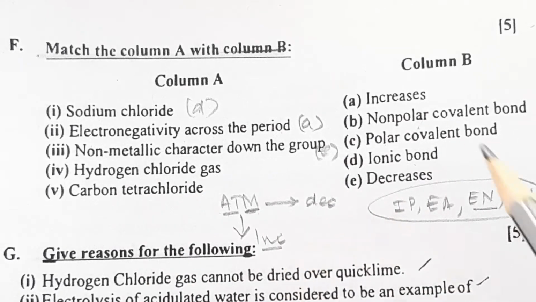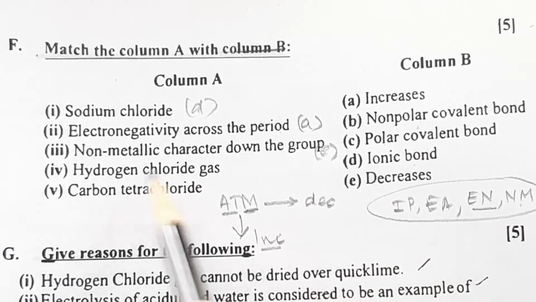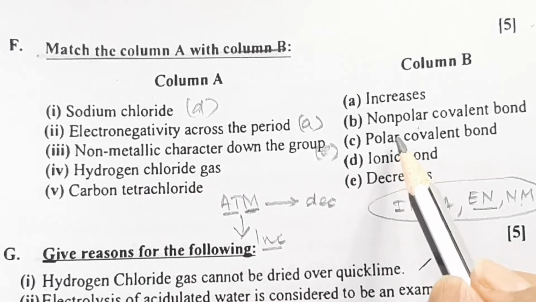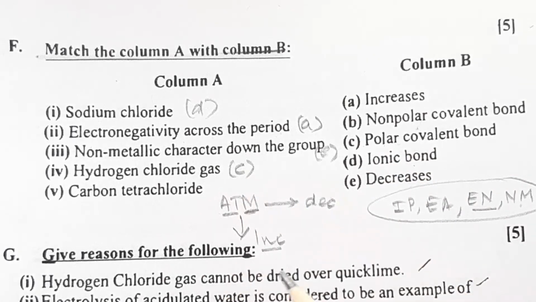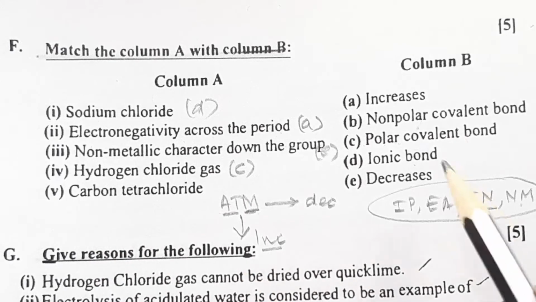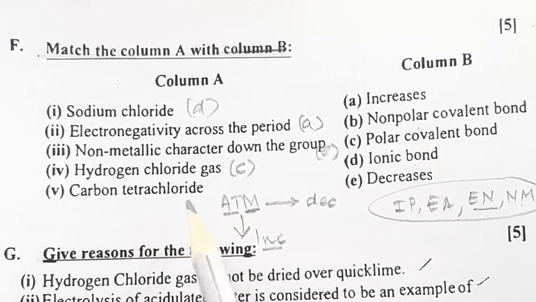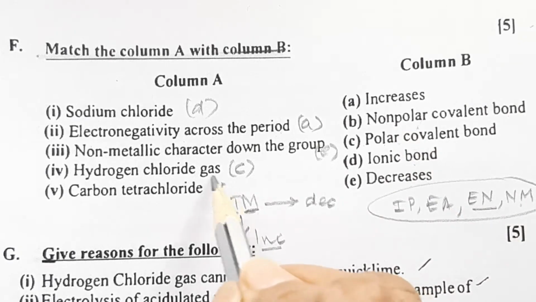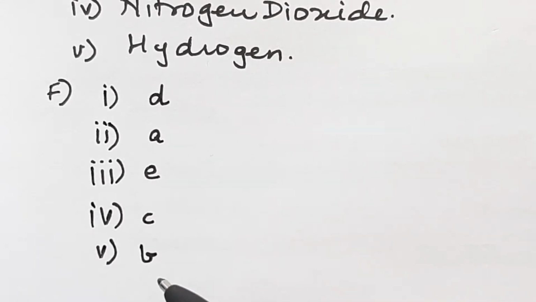Hydrogen chloride gas is going to be hydrogen and chlorine. They are going to have the electron pair unequally distributed, so polarity will be exposed, and so you will have C. It will be a polar covalent bond, and carbon tetrachloride is going to be where the electron pairs will be distributed equally, so a non-polar covalent bond will be there, so this will be B. So let us see how we write it down. Here we are. We write it like so. Okay, let's move on to G.